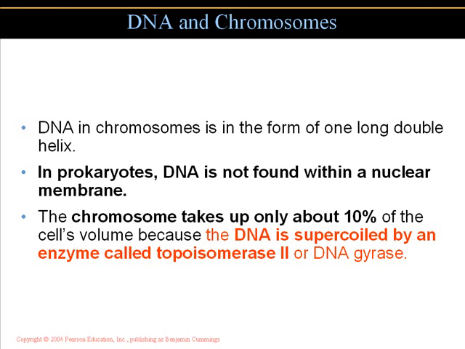Chromosomes take up about 10% of the cell's volume because the DNA is supercoiled by an enzyme called topoisomerase. I didn't make up these names. Topoisomerase 2, or DNA gyrase. This is an enzyme that's responsible for coiling the chromosomal patterns.